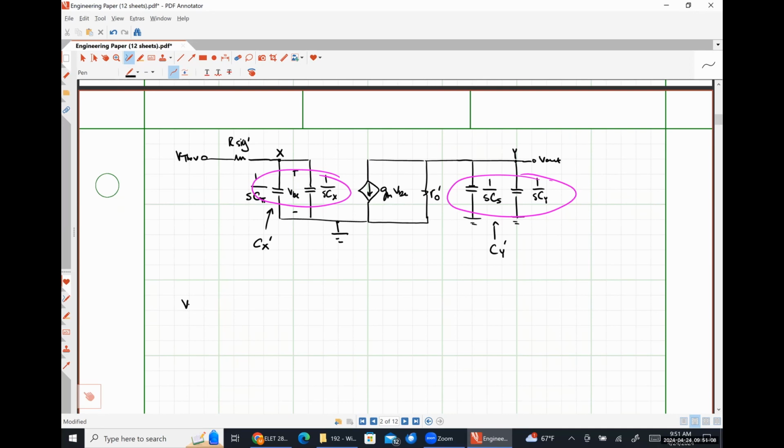So from this, I would say that our output voltage is just going to be negative GM VBE times the impedance connected between node Y and ground, which would just be R naught in parallel, or excuse me, R naught prime in parallel with 1 over S CY prime. Anybody got beef with that? Just Ohm's law.